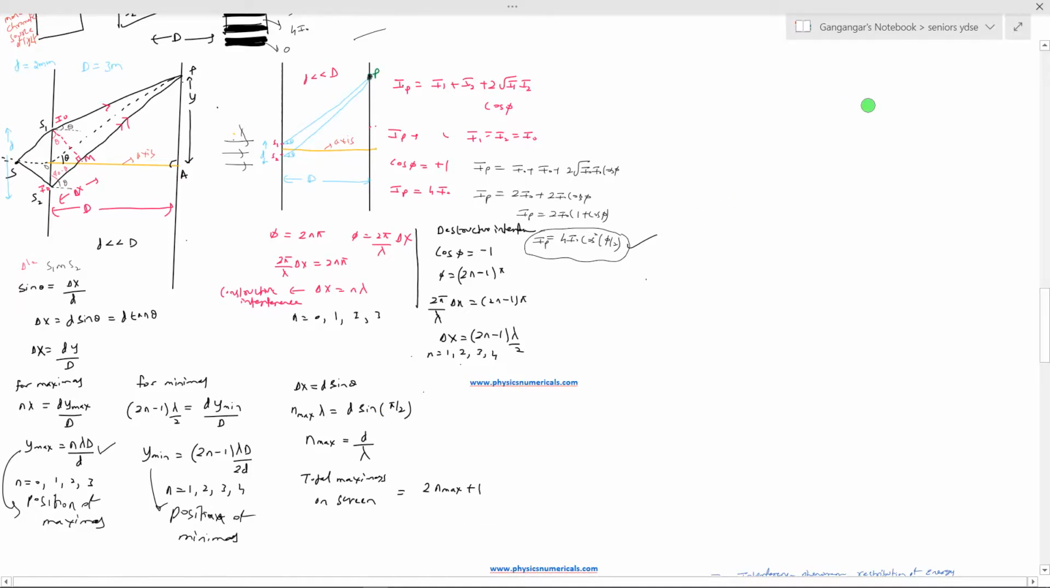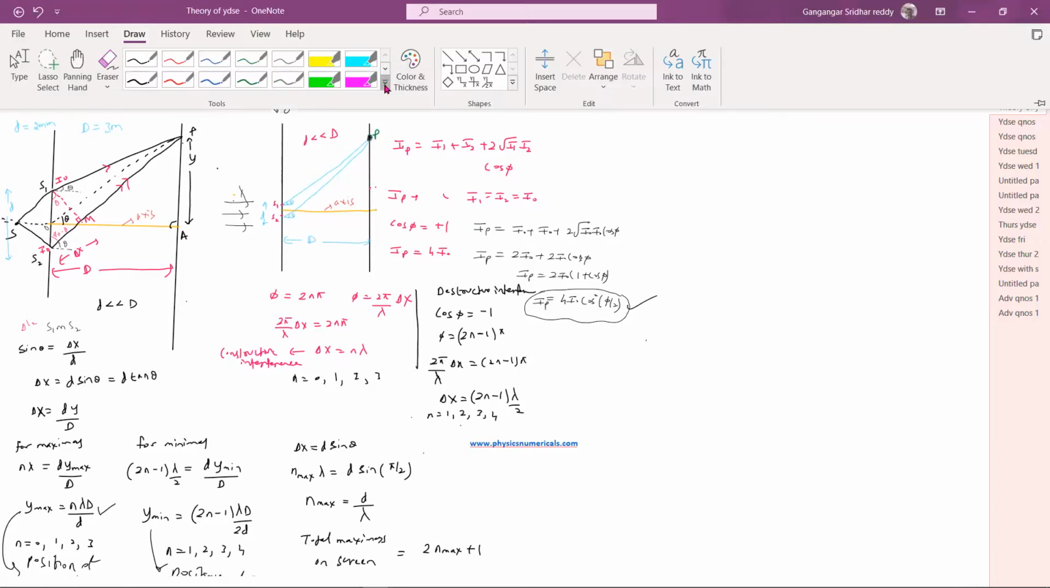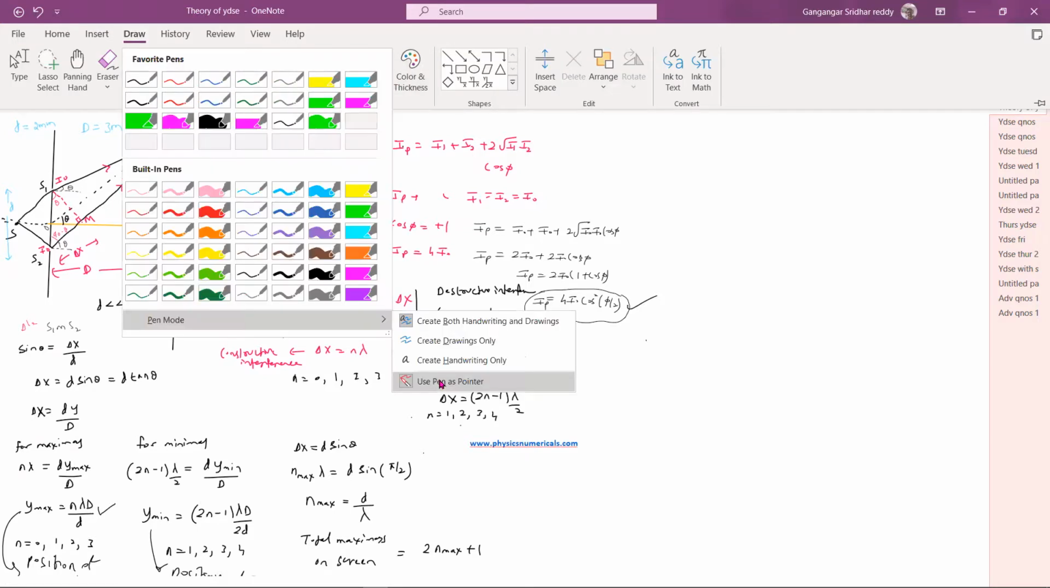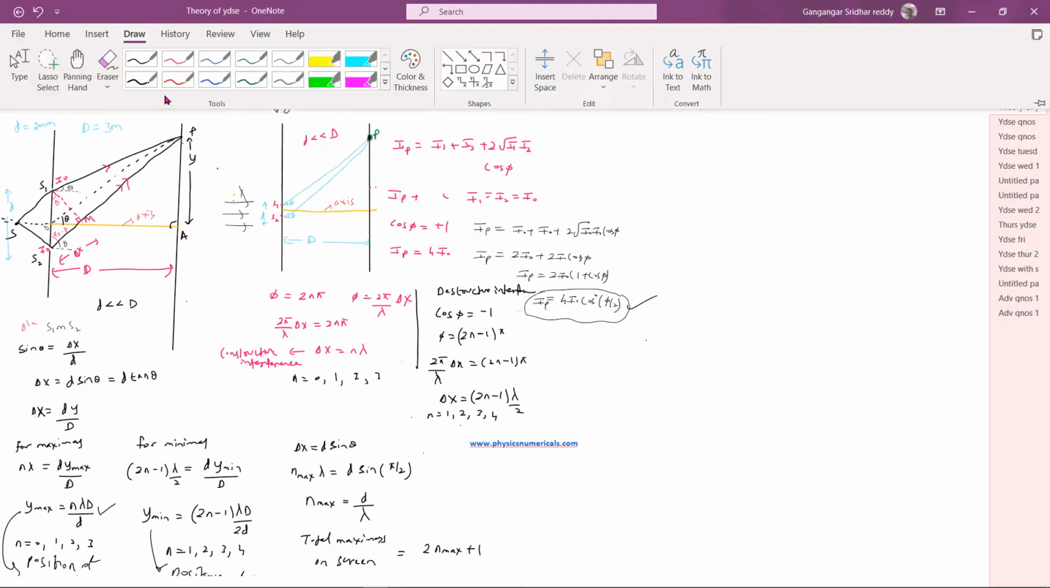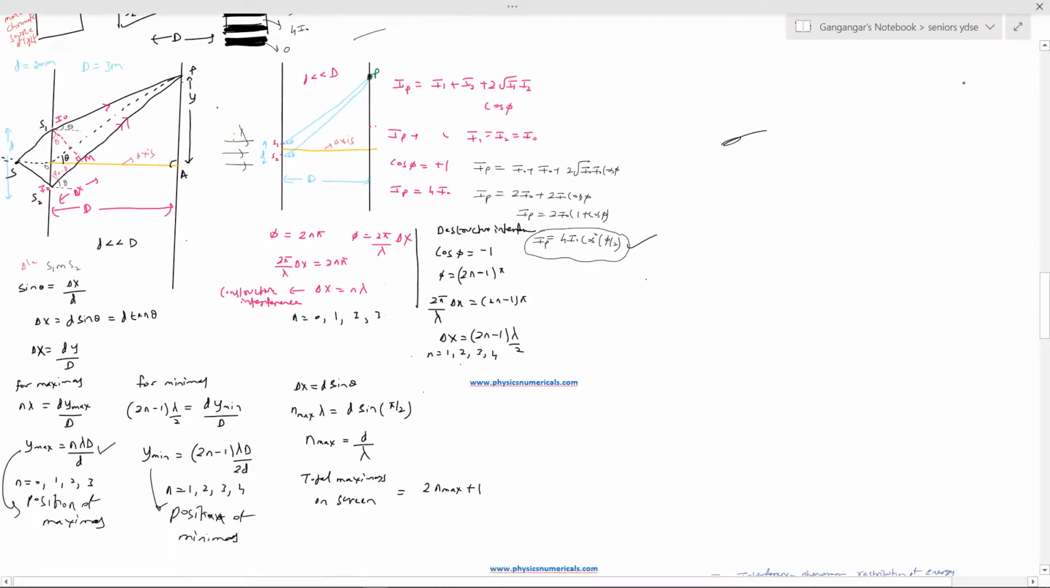Suppose, let me bring the pen, suppose d is equal to, let me assume, 10 millimeter, and lambda equal to 2 millimeter. Then what is n max? n max should be equal to d by lambda, which gives 5. What do I mean by that?